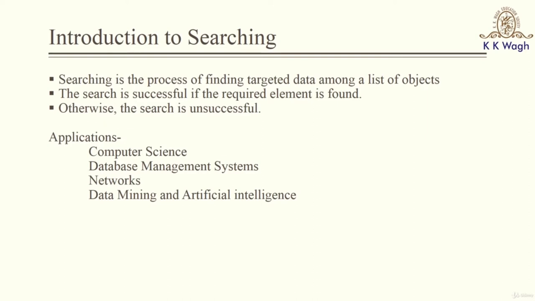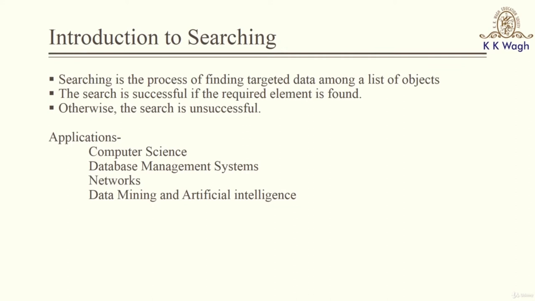search a particular data. Any search is said to be successful or unsuccessful depending upon whether the element that is being searched is found or not found. So basically, when we find a particular element, it is called a successful search, and if we don't find it or the list ends, it means that the search was unsuccessful.